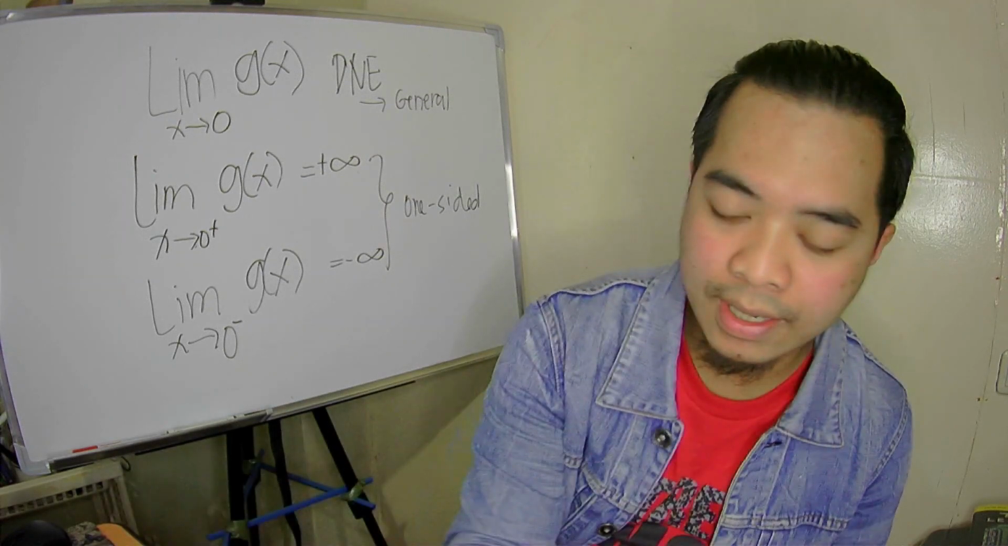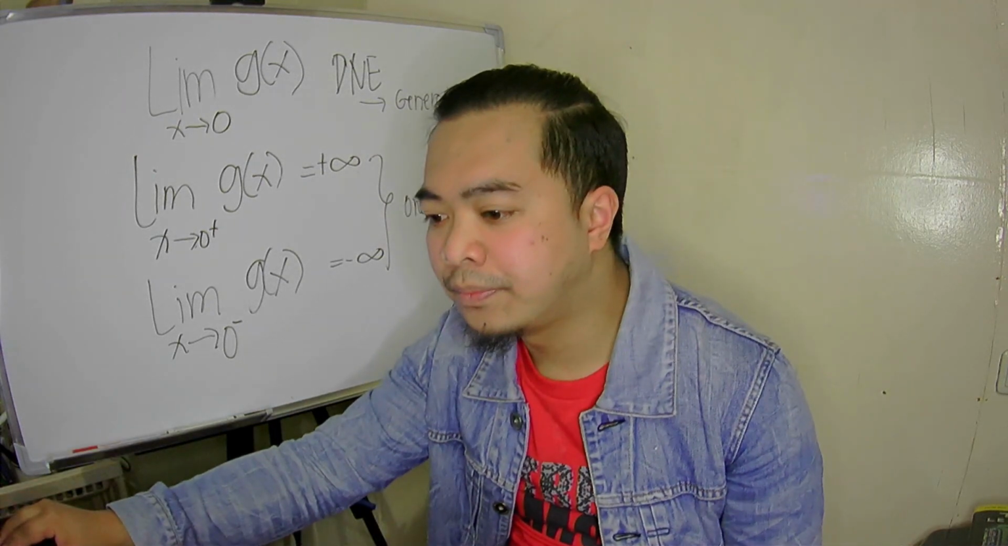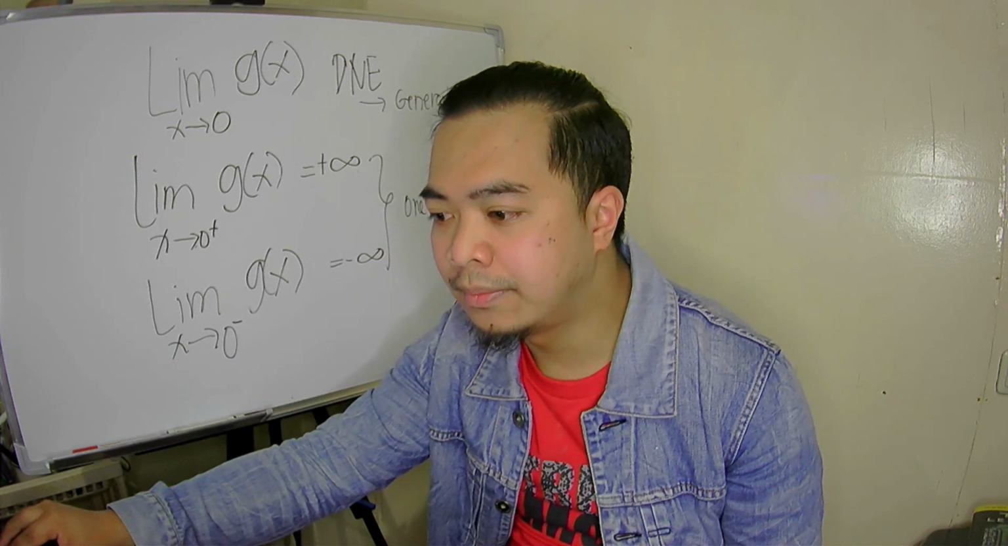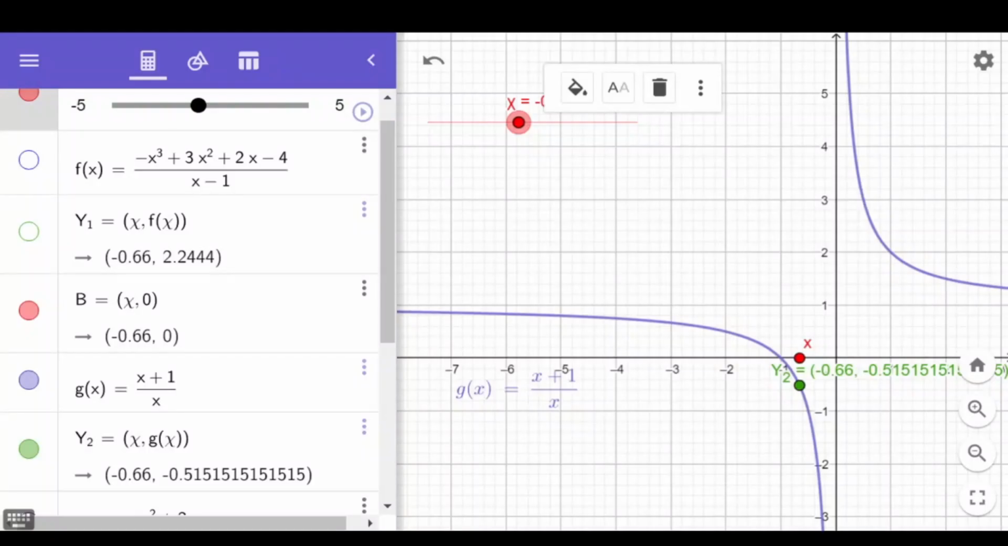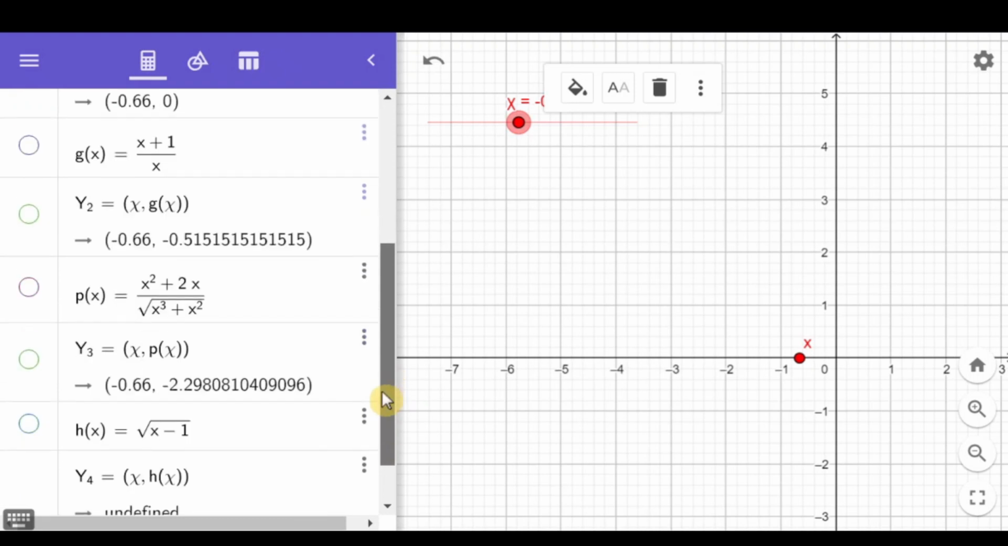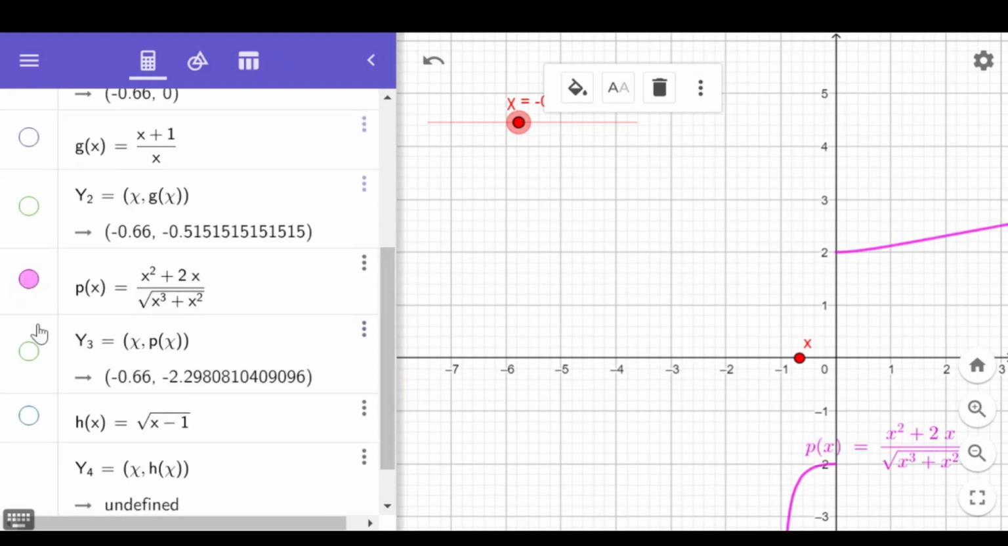That is our second function. The third function. Let us proceed to the third function. The third function is named p of x. And the definition of the function, I hope we can see it. It is a rational function. Ang numerator niya ay x squared plus 2x. Tapos ang kanyang denominator ay square root of x cubed plus x squared.